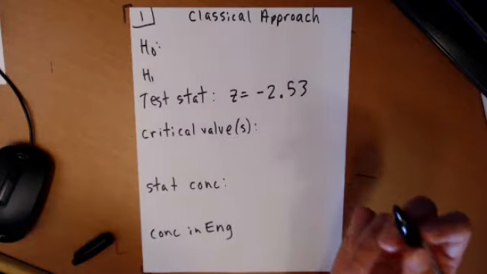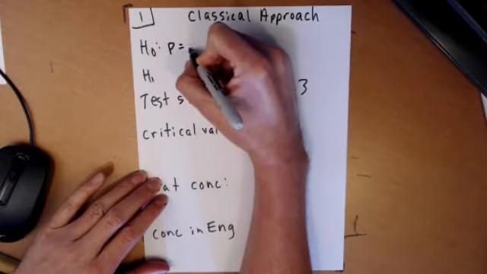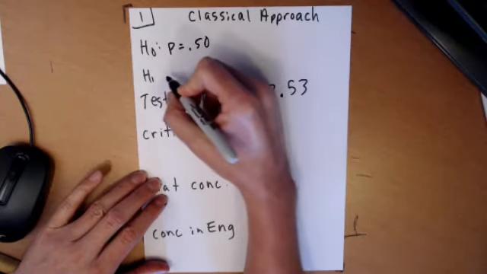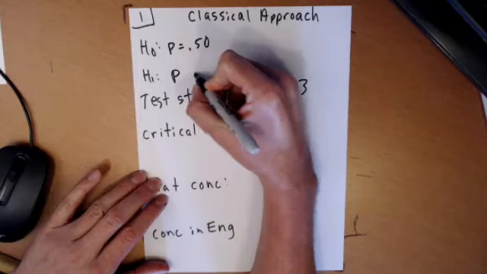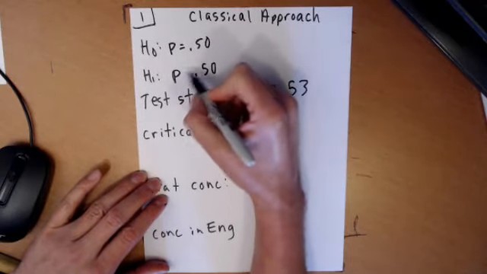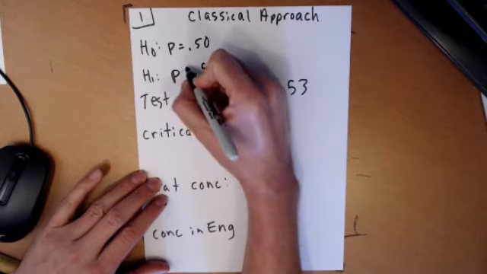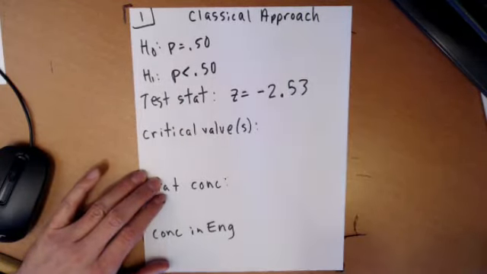So, the null is the same. The null always gets an equal sign. Okay, p equals 0.50. The alternative looks just like the null. You just have to put either a greater than, a less than, or does not equal. Okay, so read the problem. Do we think it's less, more, or different? We think it's less. Okay, so less than symbol.